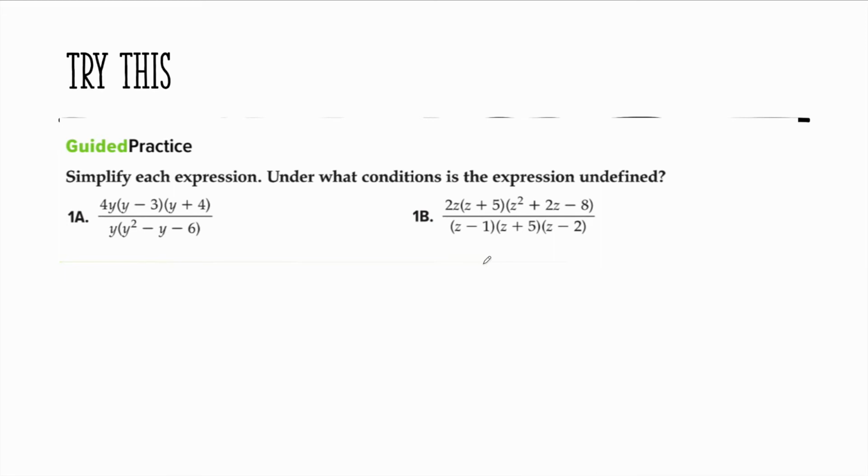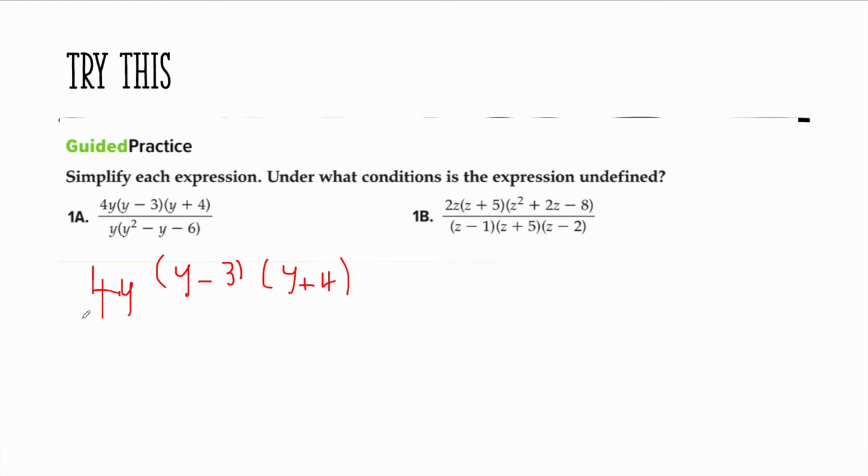All right, so here we will have 4x. You leave it like that. Y minus 3, there's nothing we can do at the top. So we have 4y minus 3, y plus 4.